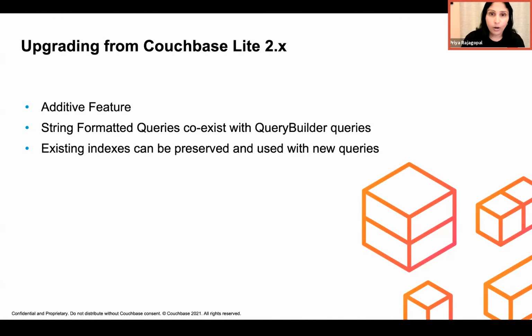A quick note for our existing users who are on Couchbase Lite 2.x. This is not a breaking change. It's an additive feature, which means that you can continue to use your applications with the existing Query Builder API, and they will coexist with the new APIs that you construct using the Nickel syntax. You don't have to recreate the indexes. If you've got indexes that were created using the existing index builder syntax, you can continue to use those in the context of the Nickel APIs.